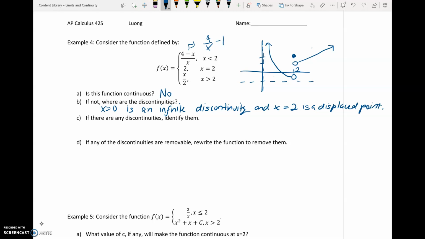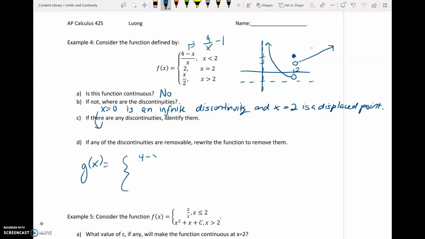And because we have this displaced point, this can be moved to either one of these, and then it would turn into just a jump discontinuity. So we just kind of answered B and C here. If any discontinuities are removable, we write the function to remove them. So it's just as I was saying, you can remove a discontinuity if you fill in some of these holes here. So let's say if we filled in this hole, then we need a point at (2, 1). So I'm going to write that one first.